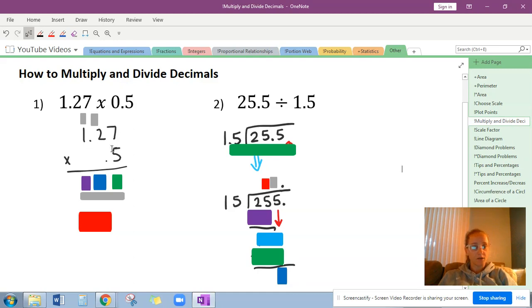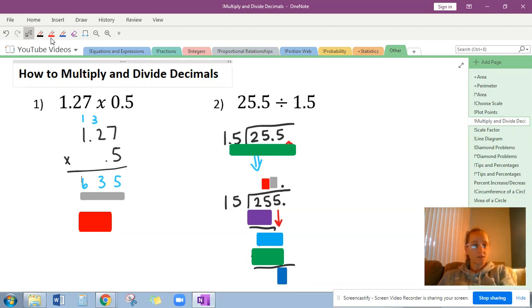So to start, I'm going to do 5 times 7 is 35. And then next I do 5 times 2 is 10, plus 3 would be 13. And then 5 times 1 is 5, but then plus 1 would be 6. Okay, so same thing as if I was just doing whole numbers.